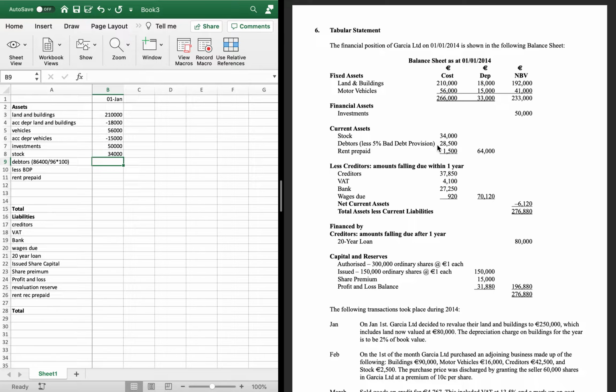Now, debtors less bad debt provision is 28.5. So remember, you have to show that like it's a question one. You show them separately, the debtors and the bad debt provision. So 28,500 is 95%. So we're going to divide by 95 and multiply by 100. And that gives you the full amount, so it should be 30,000. It's normally the next full number up, which means the bad debt provision must have been 1,500. So 30,000 minus 1,500 is 28,500. The rent prepaid then is 1,500.